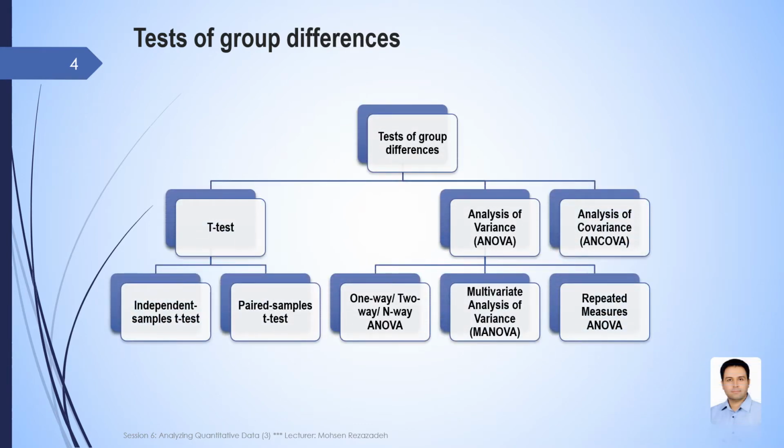Tests of group differences can be categorized as three major types: t-test, ANOVA, or analysis of variance, and ANCOVA, analysis of covariance. We have two types of t-tests, independent samples t-test and paired samples t-test. Also, we have different types of ANOVAs: one-way, two-way, n-way ANOVA, multivariate analysis of variance, or MANOVA, and we also have repeated measures ANOVA.